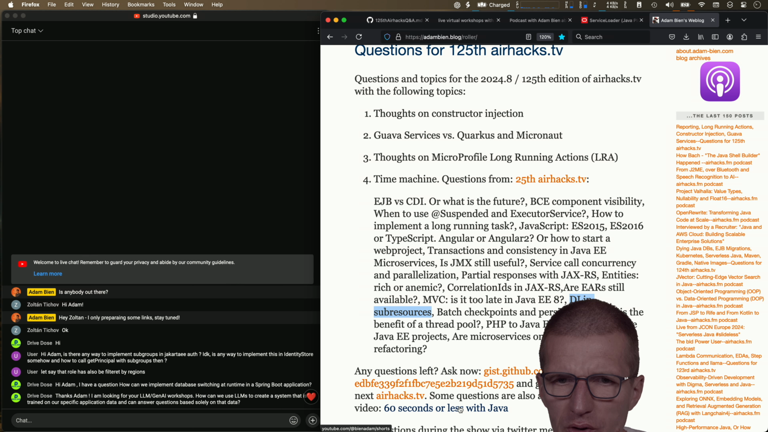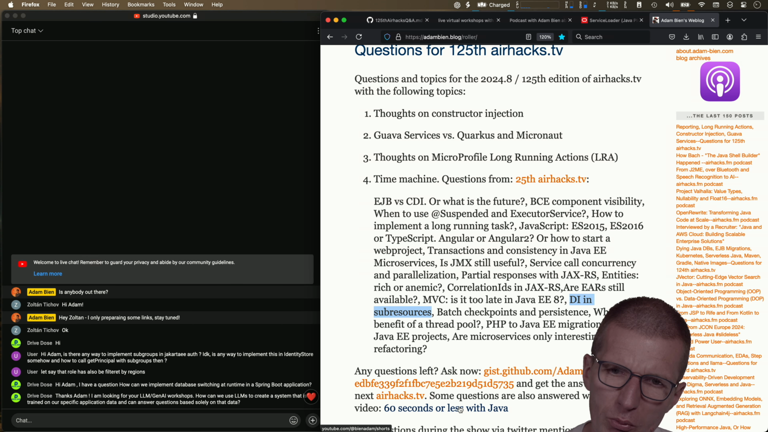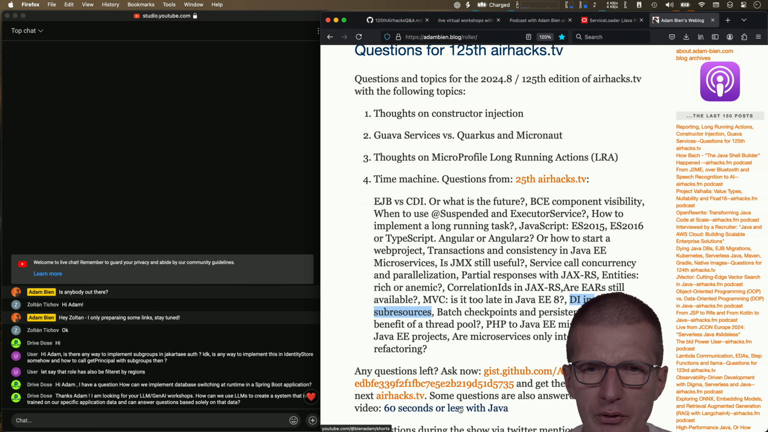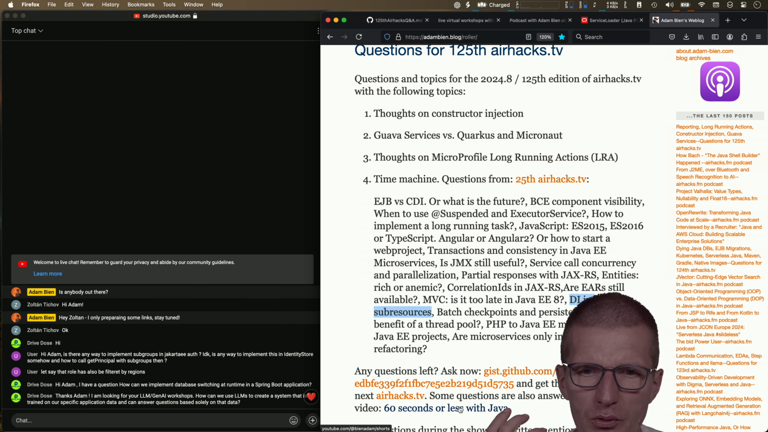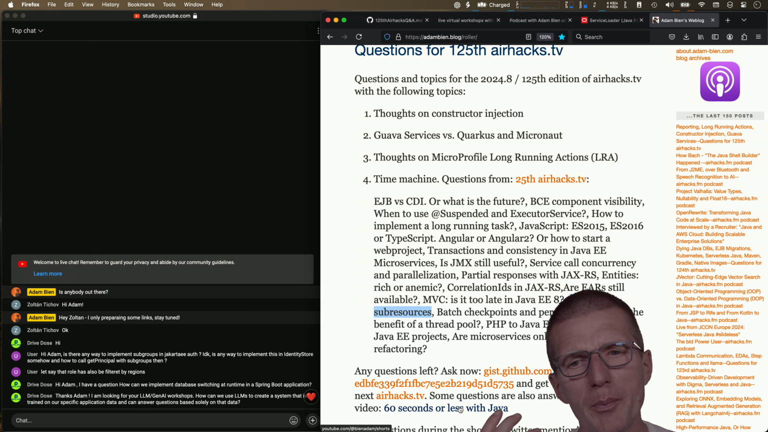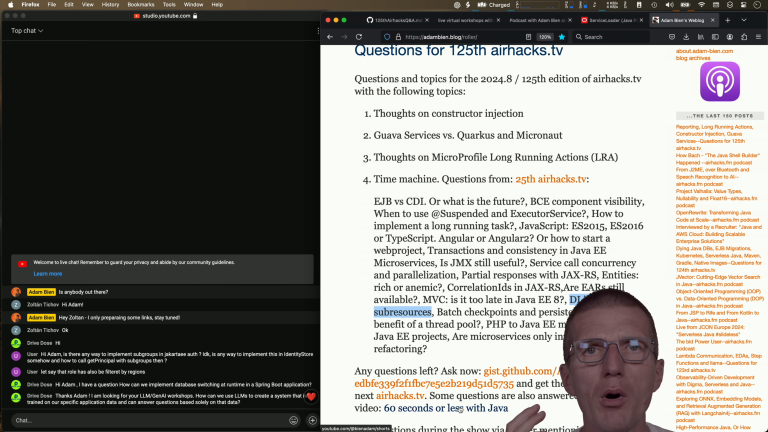Checkpoints and persistence. So the batch checkpoints, we had to implement checkpoints actually, but not with JBatch, but still a thing, of course. What is the benefit of a thread pool? Interestingly, it turned out that the thread pools could also be bad for the performance. Because if you start threads in advance, they are consuming resources. So the application works most smoothly if all threads are consumed.